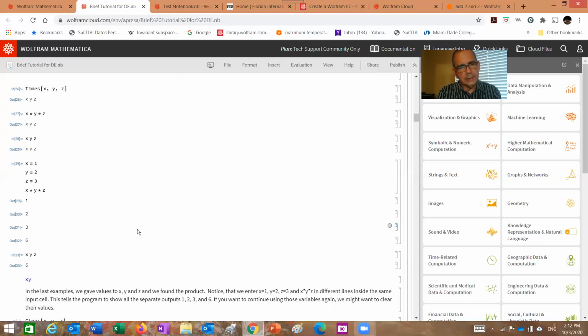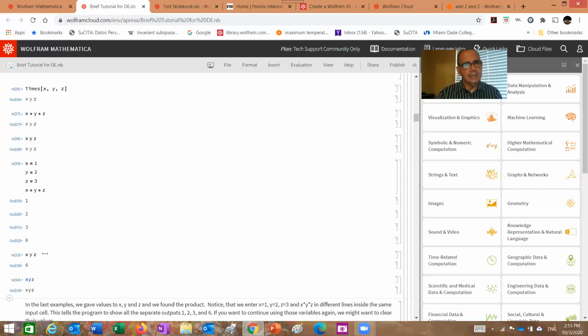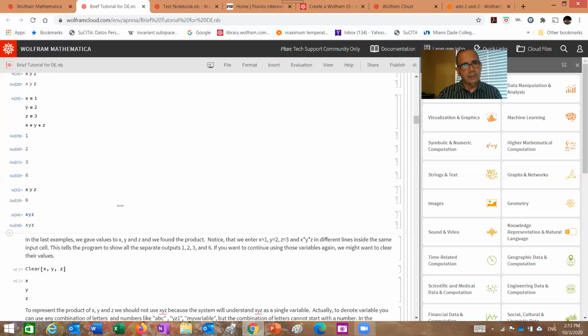But if I enter xyz without leaving spaces in between, then when you press enter, it doesn't identify this as a product. It considers this as a variable.